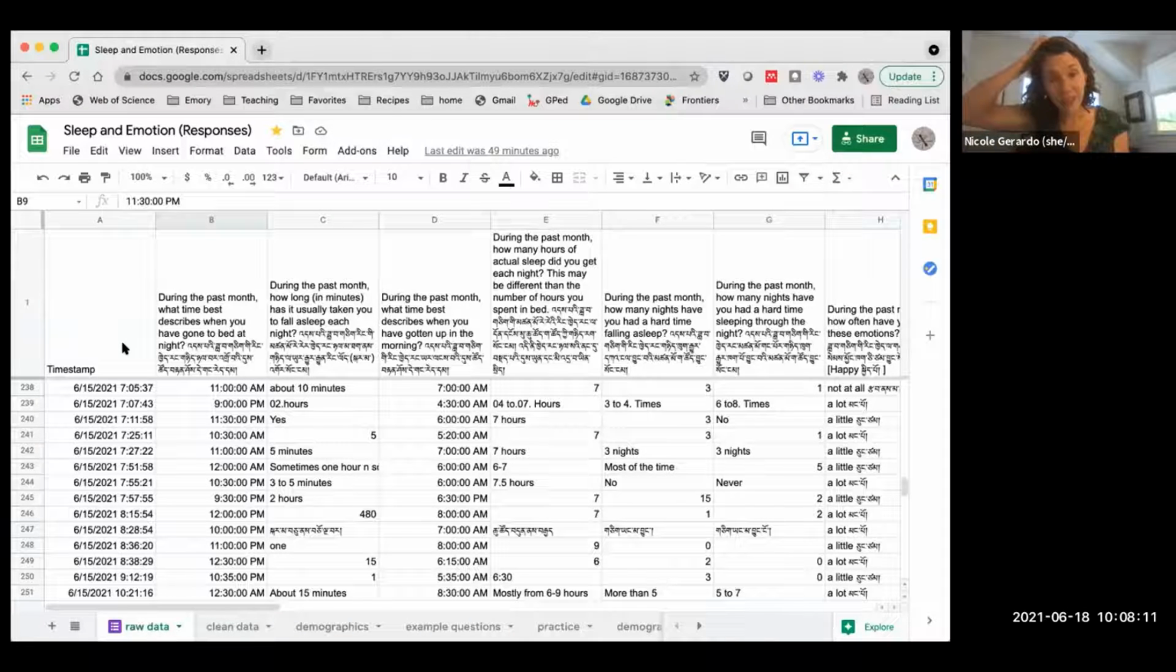So in this, what's called the spreadsheet, you filled out a form, and then each row represents one participant.